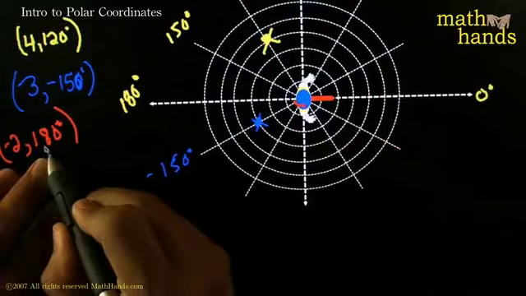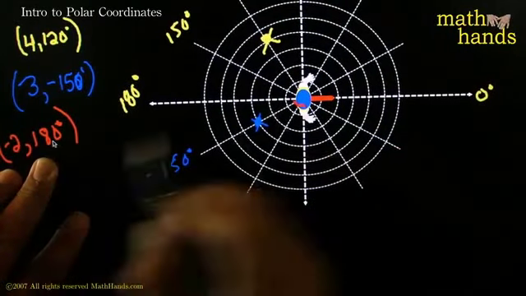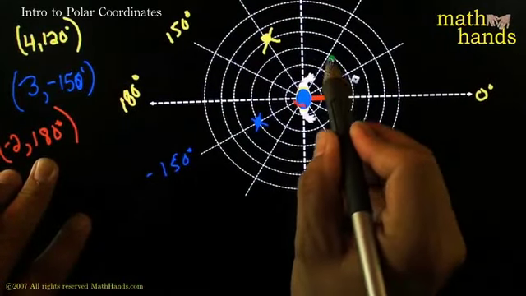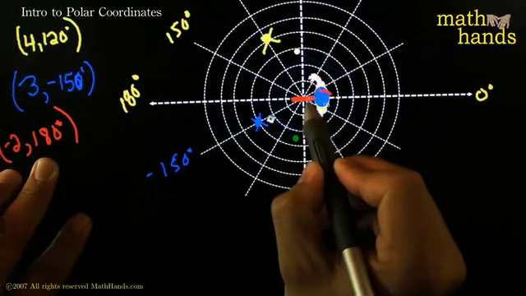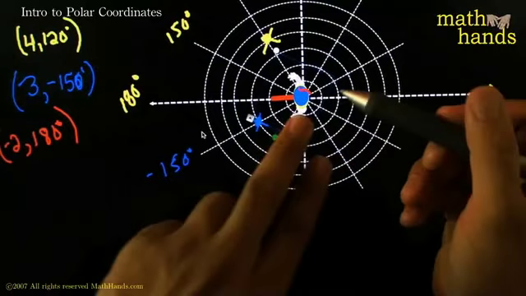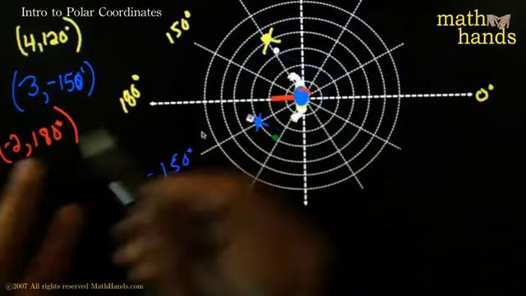Alright, let's try a negative one. Let's try, how about 180 degrees, and we'll try negative 2. Negative 2, 180 degrees. Alright, we can do it. So the first thing you do is you look in the right direction. 180 degrees, that would be this way. That's looking at 180 degrees.